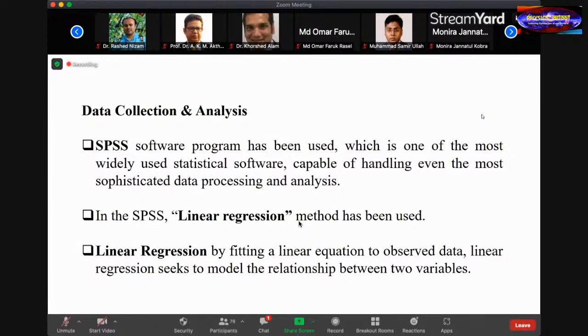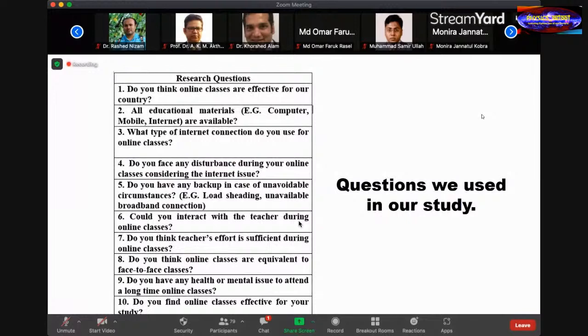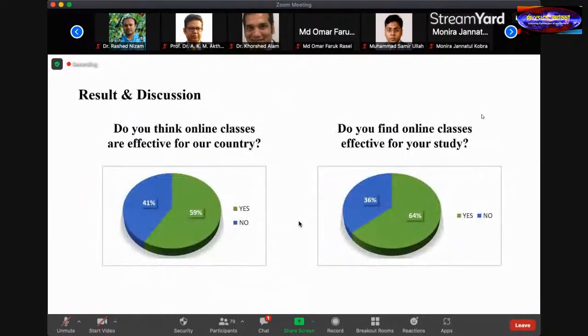In this piece, we used the linear regression method to analyze data. Linear regression works by fitting a linear equation to observed data. Here are the questions we used in our study, around 10 questions. After that, here is the result section.